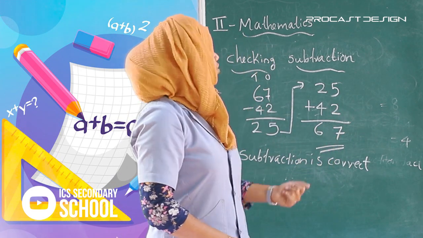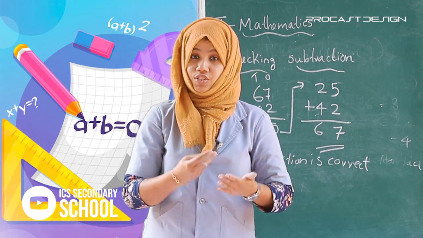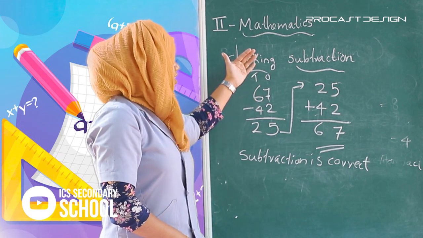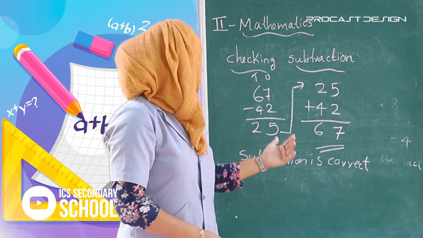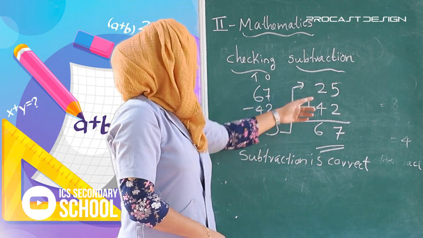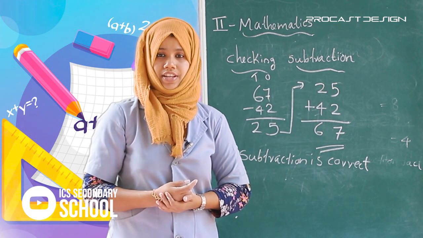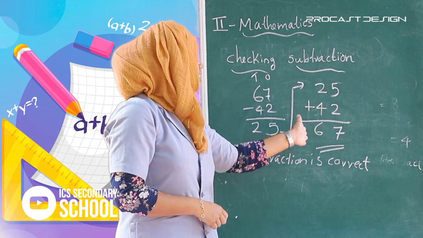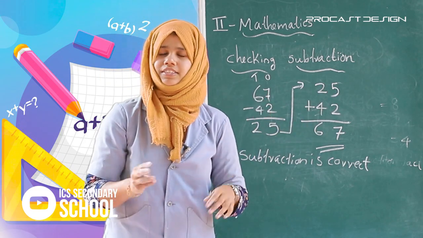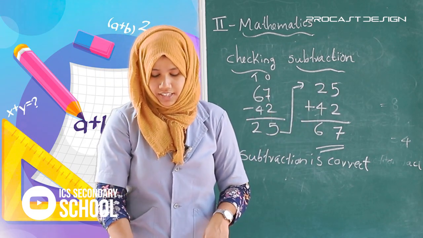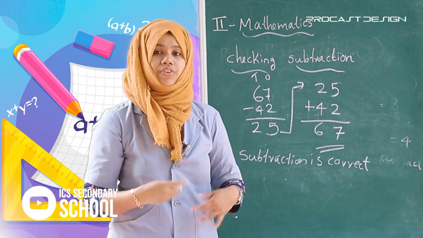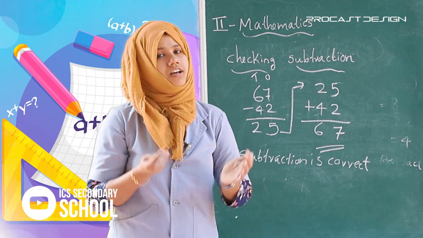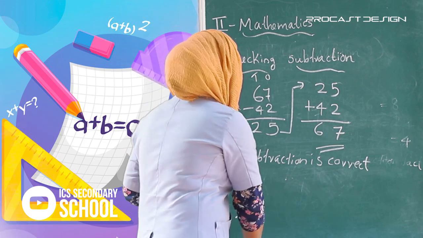Okay. So, this is a method. How to check the answer? Subtract the numbers and then add the difference with the smallest number. If the answer is the greatest number, the answer is correct. That is, the subtraction is correct. We have another example, so you can understand well.